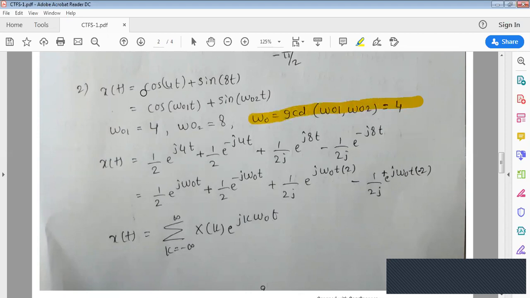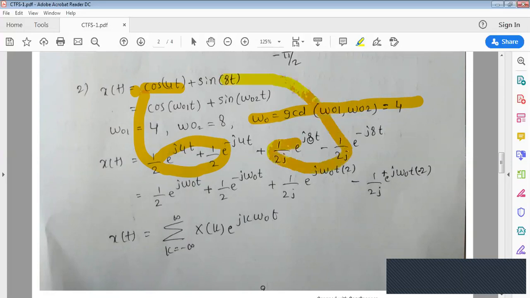Now what I will do, I'll break the signal, cos of omega t, into e power jt and e power minus jt. Look here, 1/2 e power j4t plus 1/2 e power minus j4t. This corresponds to cos. Cos is written in this form. Next, sine. Sine of x is e power j8t minus e power minus j8t, divided by 2j. So this sine corresponds to these two terms.